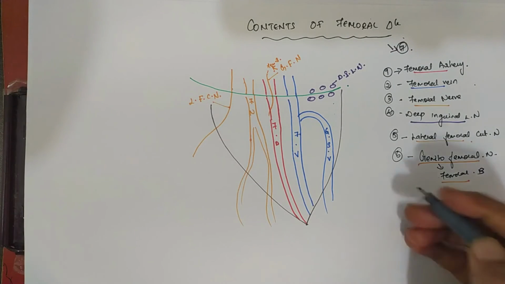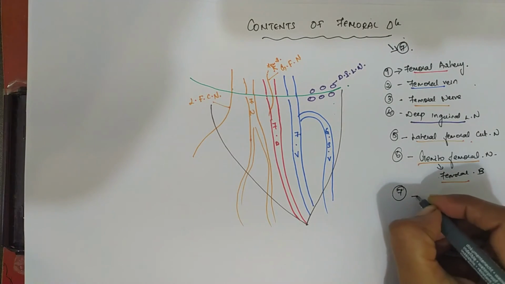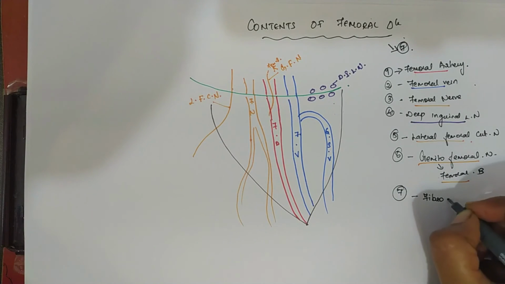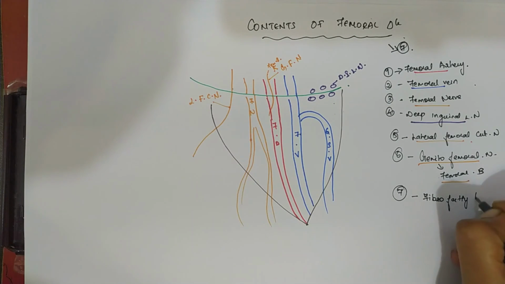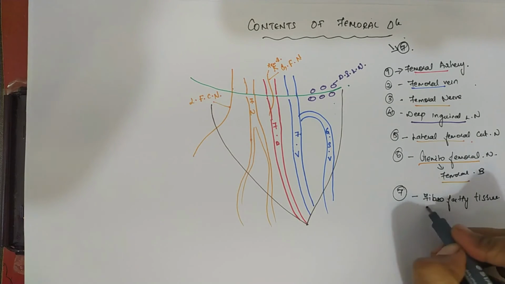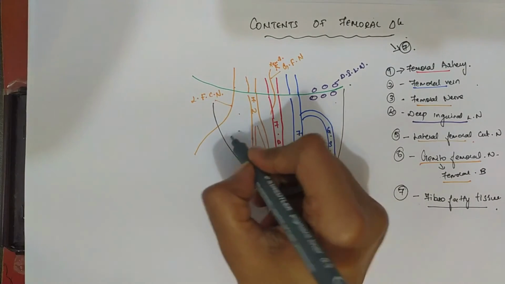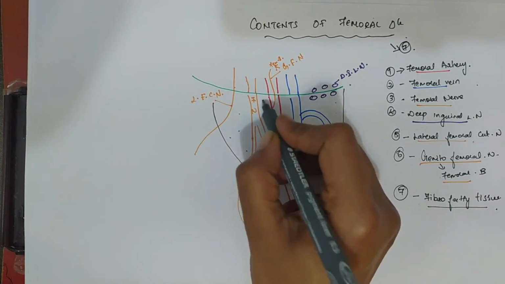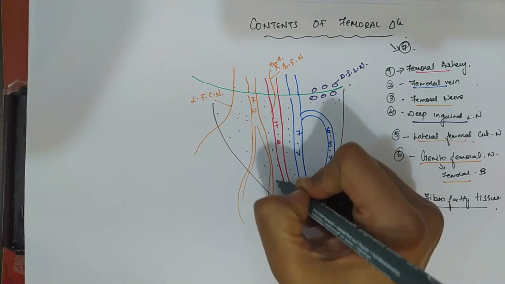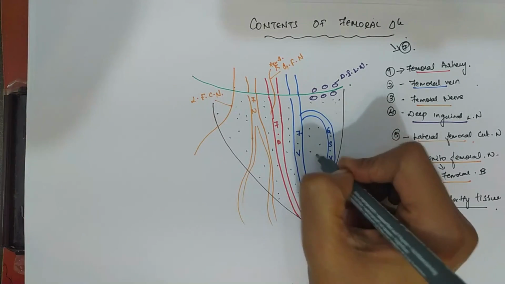Then one more thing which is present here is fibro fatty tissue, that is seen all over the femoral triangle. So we have one more structure seen over here, that is fibro fatty tissue. That is seen all over the femoral triangle as a content. So these are the contents of the femoral triangle we got to know.